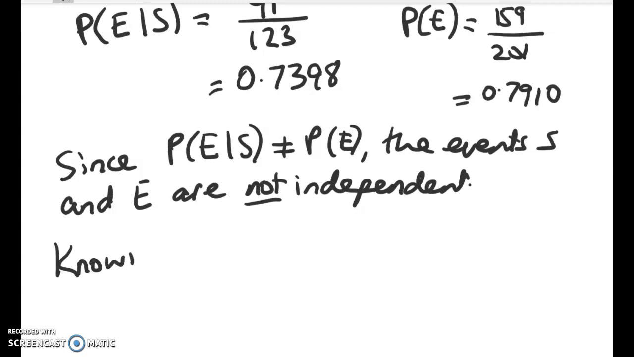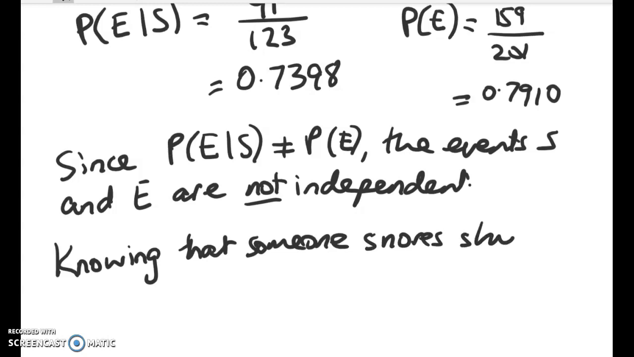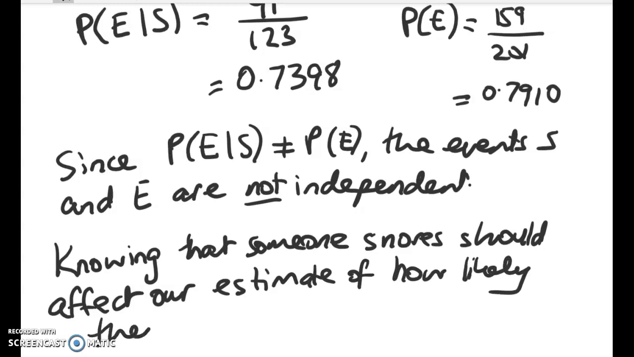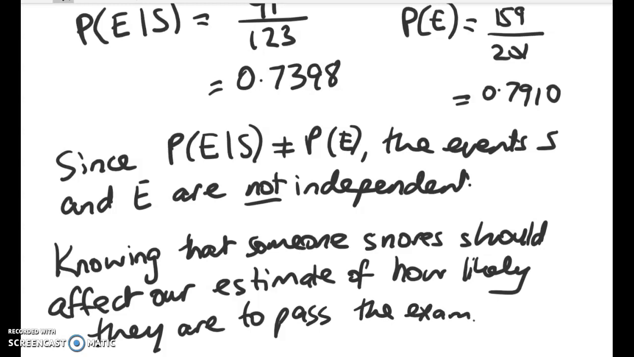What we're saying is that if we know that someone snores, a year 13 in this group snores, knowing that someone snores should make a difference to what we think about the probability that they passed. So it should affect our estimate of the probability, or of how likely they are to pass the exam. Okay, so that's the first part done.